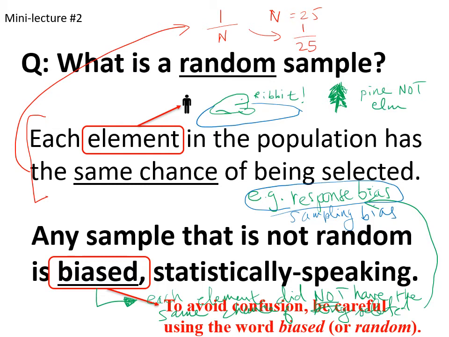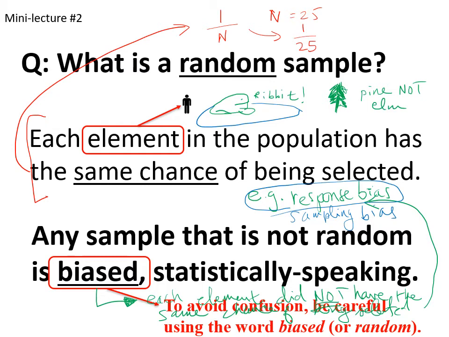If everybody doesn't have a 4% chance of being selected, so 1 in 25, then it is no longer random. But it is instead a biased sample, so it's a non-random sample. But then biased, there are different kinds of biases, so response bias is one. Sampling bias is often more of a catch-all term.